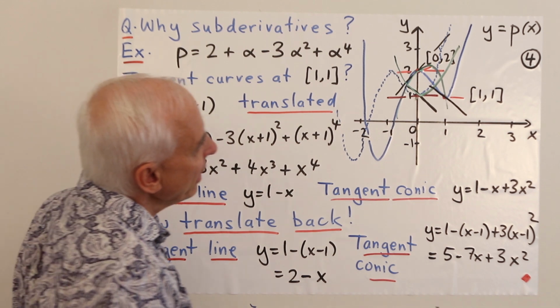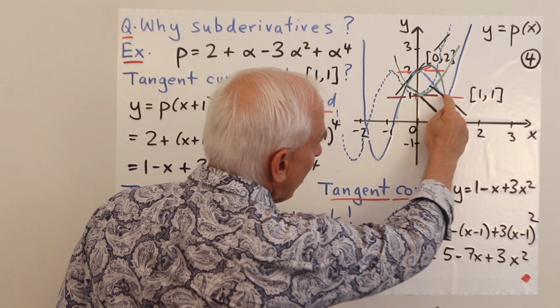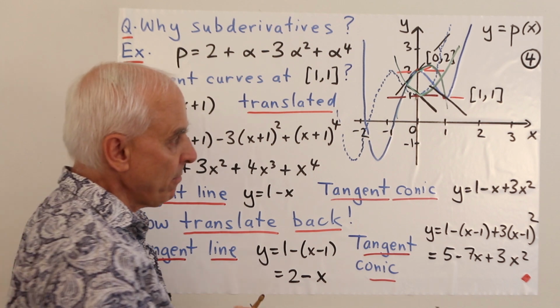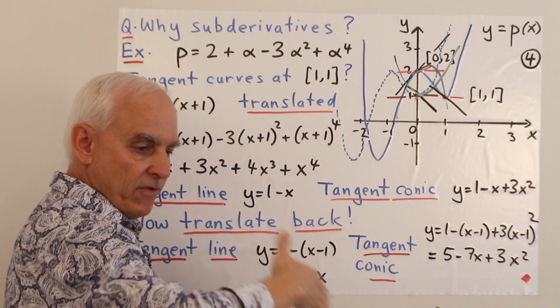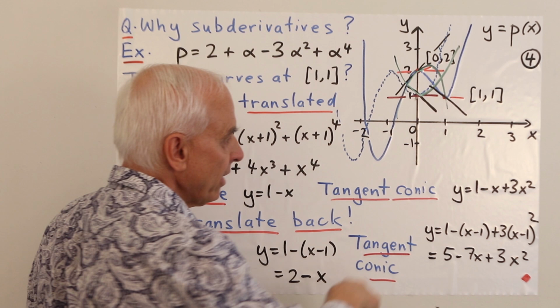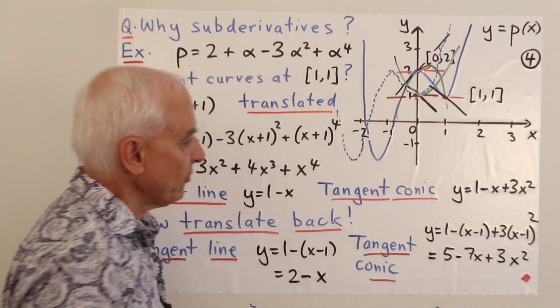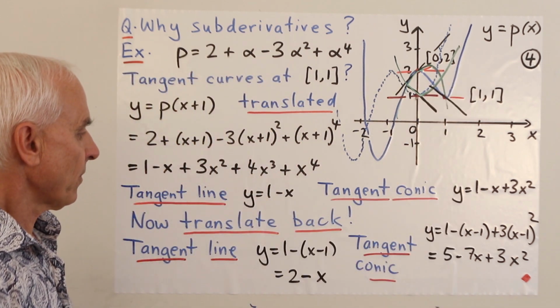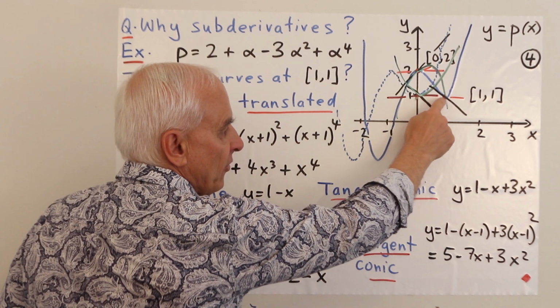And in particular, we see that that point there is not a local minimum because the slope of the tangent is not 0. Okay, but the graph that I drew was not too bad. What about the tangent conic at this point?